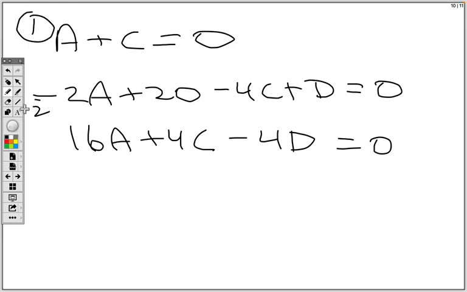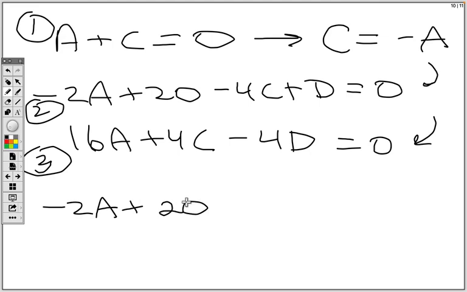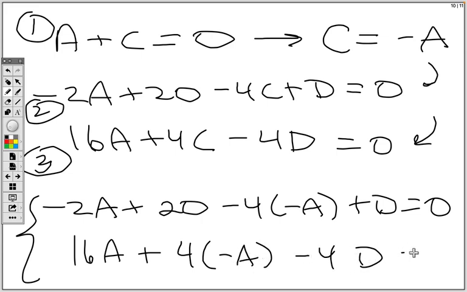So there's a system of equations, and then you solve this using substitution or elimination. What do you get from number 1 here? Number 1 tells you right away that c has to be what? In terms of a, c is the opposite of a. So let's plug that into 2 and 3. I got minus 2a plus 20 minus 4 times minus a plus d is 0. Then I got 16a plus 4 times minus a minus 4d is 0.